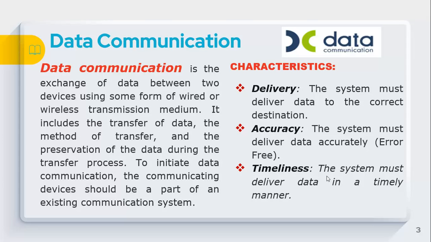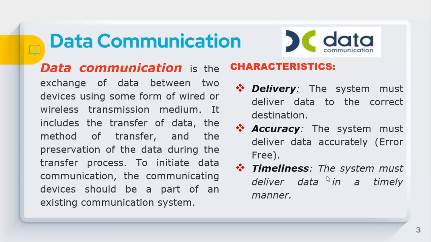To work with this, we should know the various characteristics which build data communication. There are three major characteristics here. One is delivery, second one accuracy, and the third one timeliness. When it comes to delivery, the data which is transmitted should be delivered to the exact destination. The sender knows who the receiver is, and that exact receiver has to receive the data. This is the concept of delivery.